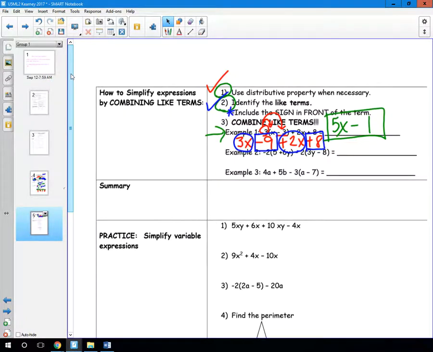Okay? So to recap what we just did, we went through and we looked to see if we could use the distributive property. Then we identified the like terms. And then we combined them. And you remember when you're identifying like terms, you want to make sure you include the sign in front. Okay? So if you will take this time to go through and start the next couple of practice problems and continue to work, and you can check the answer key as you go.